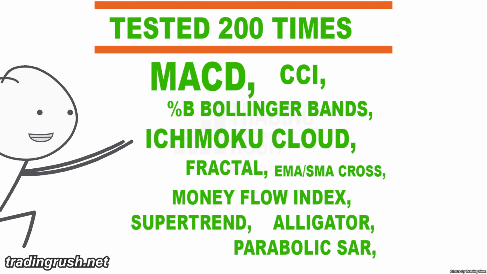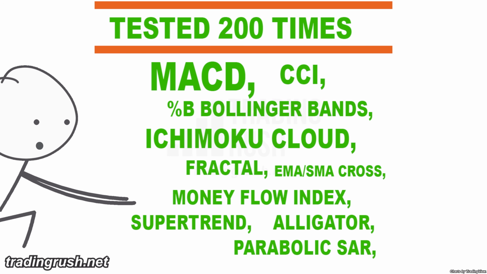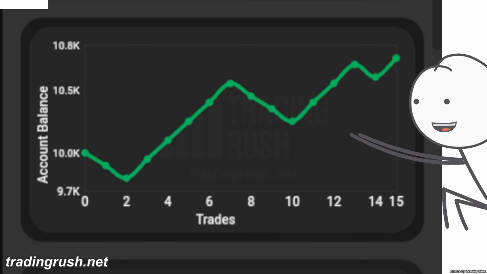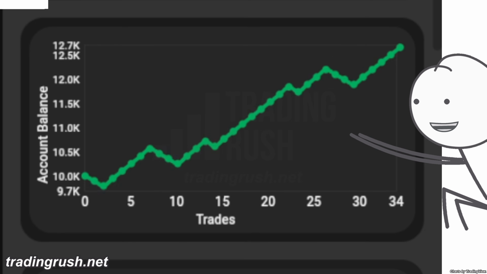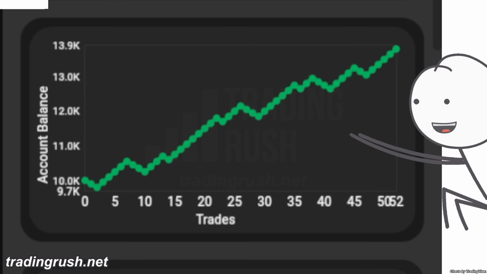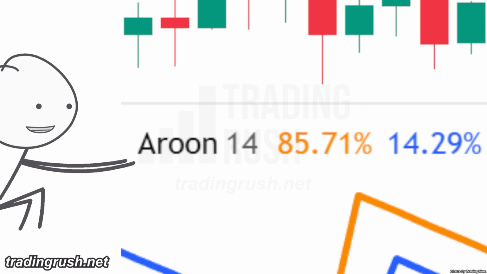I have tested a good number of trading strategies 200 times at this point. But I just tested a strategy that gave the highest win rate out of all the strategies we have tested so far. The strategy I am talking about is the Aroon Indicator trading strategy.